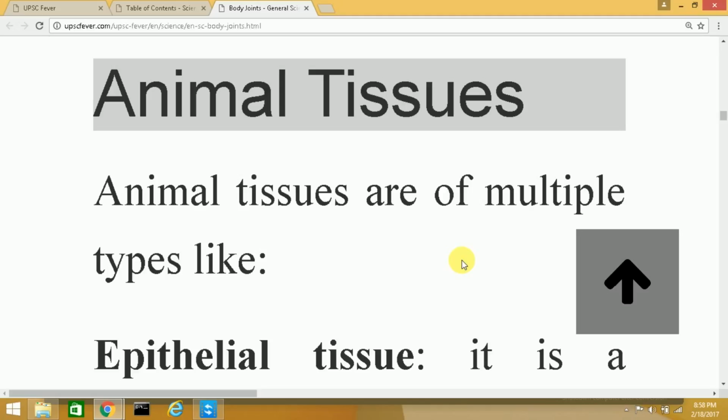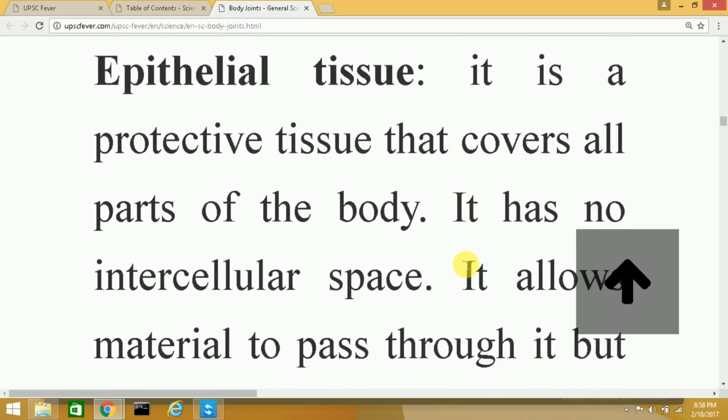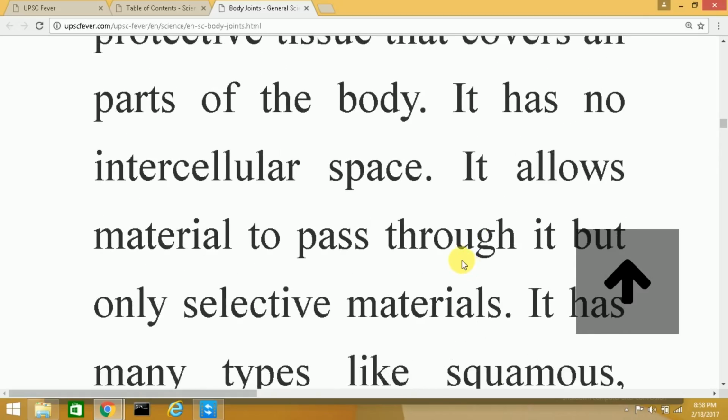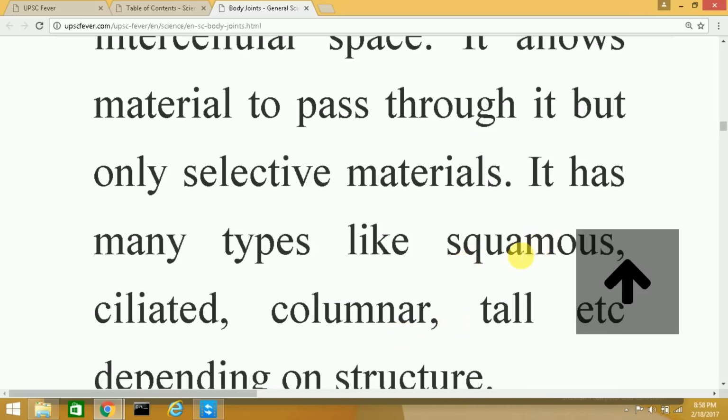In epithelial tissue, we see a protective covering over all the parts of the body. This epithelial tissue does not have any intercellular space, that is, it does not have any space between the cells. And so it allows material to pass through it, but only selective types of materials. So it is a selectively permeable membrane. There are many types of epithelial tissues like squamous, ciliated, and columnar. You may note this down if you need epithelial tissues and their types.